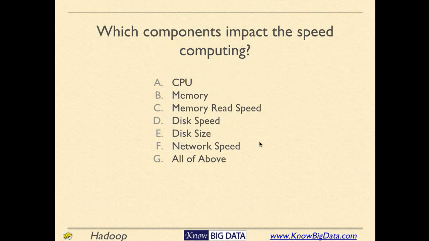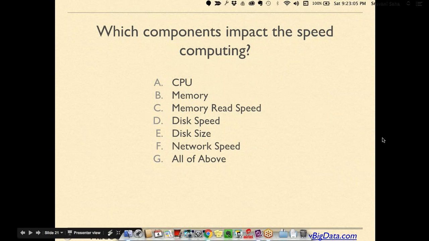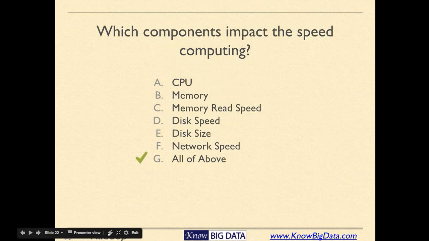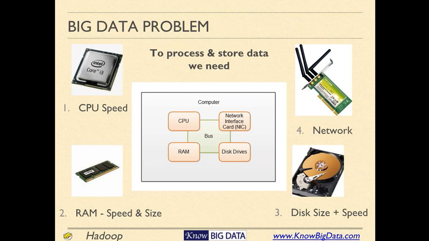All right. Now, the next question to all of you is, which components out of these impact the speed of computing? Which ones impact the speed of computing? Yes? All right. That's right. All of the above. So when we think about computing, it's not only CPU and memory. The rate at which you can read data from the memory and read data from the disk matters.